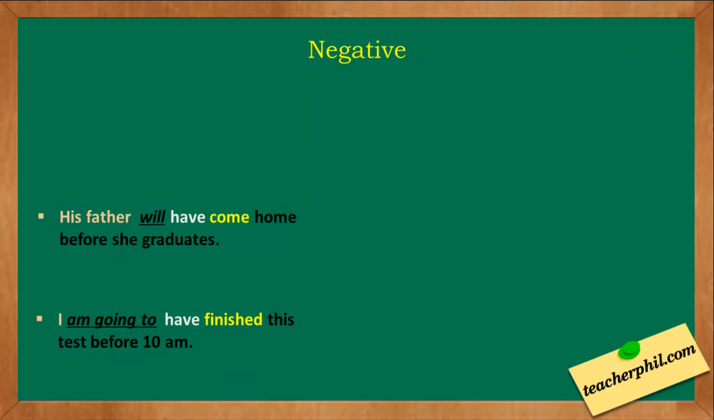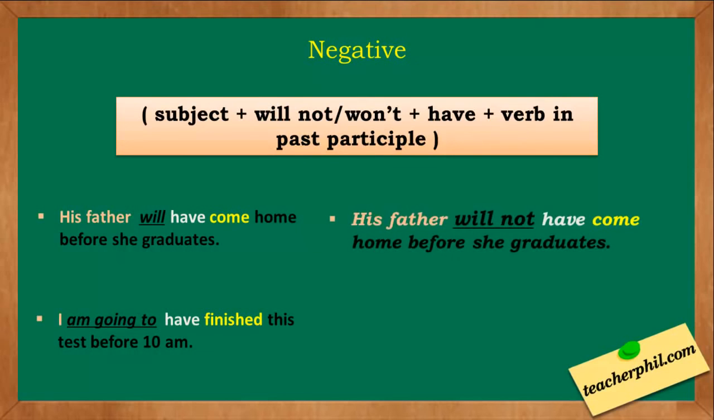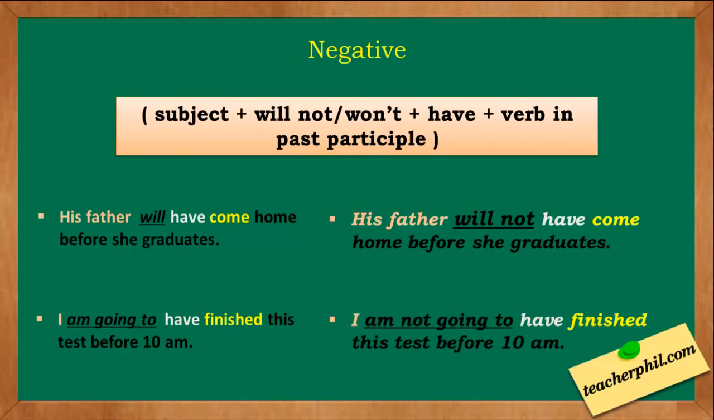For the negative sentence, we simply follow the pattern subject plus will not or won't plus have plus verb in past participle. Examples: his father will have come home before she graduates. The negative sentence is his father will not have come home before she graduates. I'm going to finish this test before 10 a.m. I am not going to have finished this test before 10 a.m.